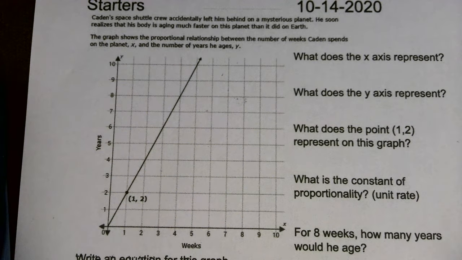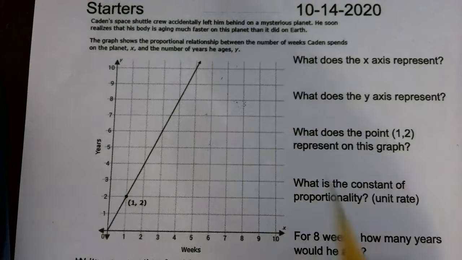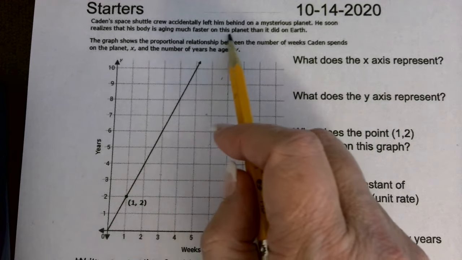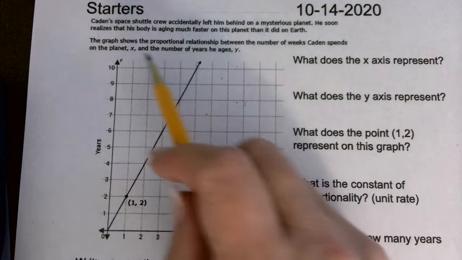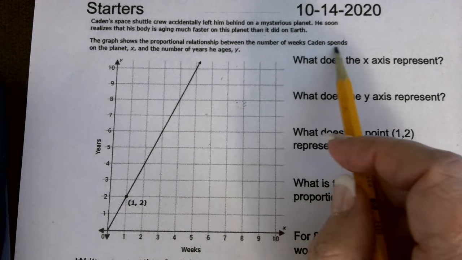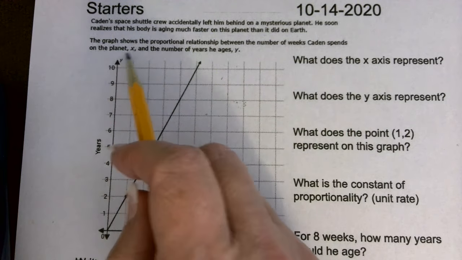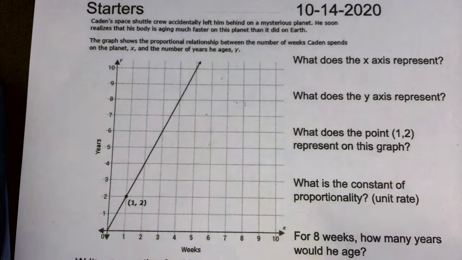All right, here are the answers for Wednesday's starters. So we have Caden's space shuttle crew accidentally left him behind on a mysterious planet. He soon realizes that his body is aging much faster on this planet than it did on Earth. The graph shows the proportional relationship between the number of weeks that Caden spends on the planet, X, and the number of years that he ages, Y.